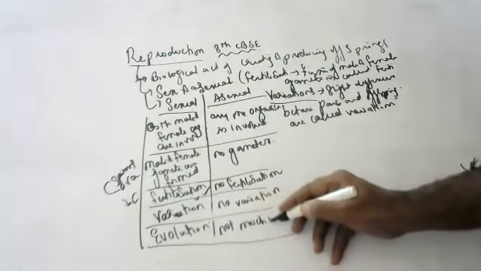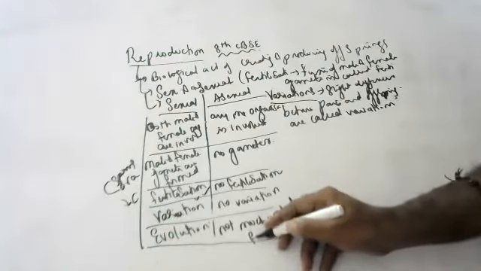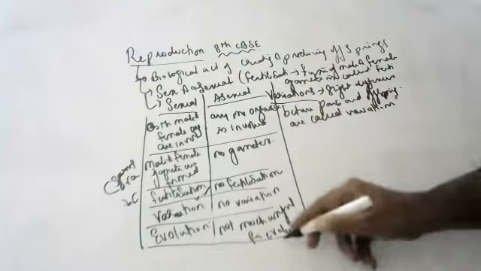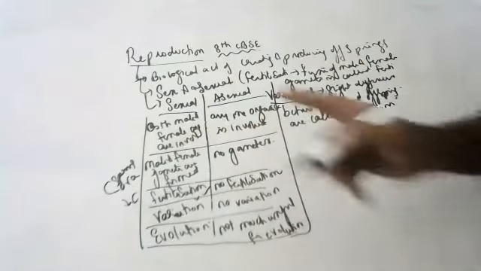So asexual reproduction is not much useful for evolution. It means evolution won't occur as well because of asexual reproduction. It will occur, but compared to sexual, evolution is slow.